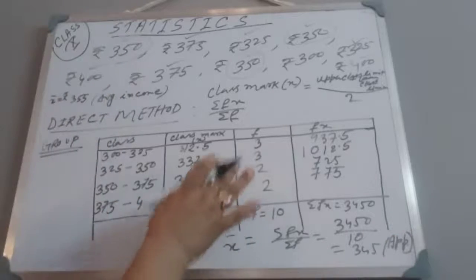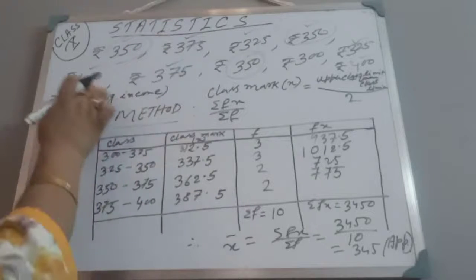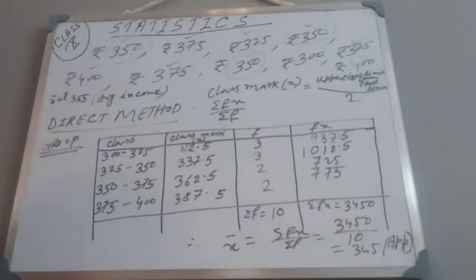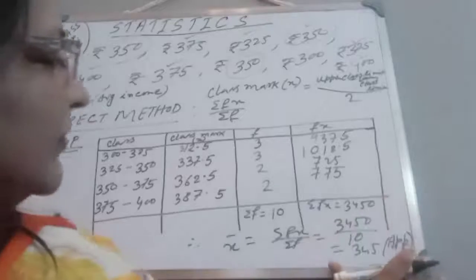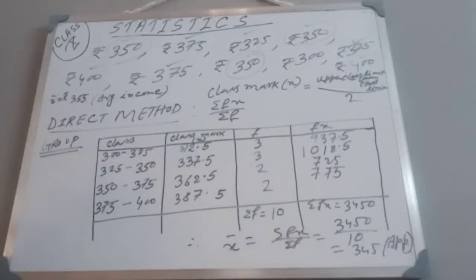As we get this same number, we have already got, when it is ungrouped form, the mean as 355. When it is grouped form, we have got the value as 345. Similarly, for other methods also, we can find the values of the mean. Now I will explain the next method, that is the assumed mean method or short method, or we can say this as deviation method. All these are the same.